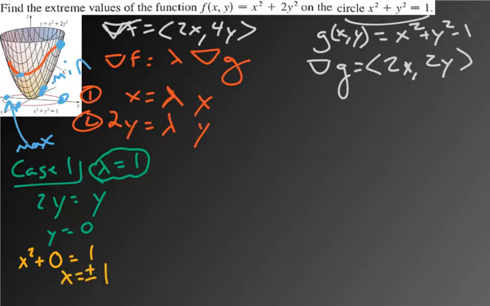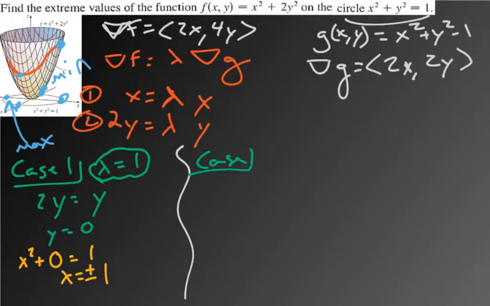And this is checking out with what we know here, because right now we've just found one of the times that it happens: x equals plus or minus 1 and y equals 0. And then another case over here.